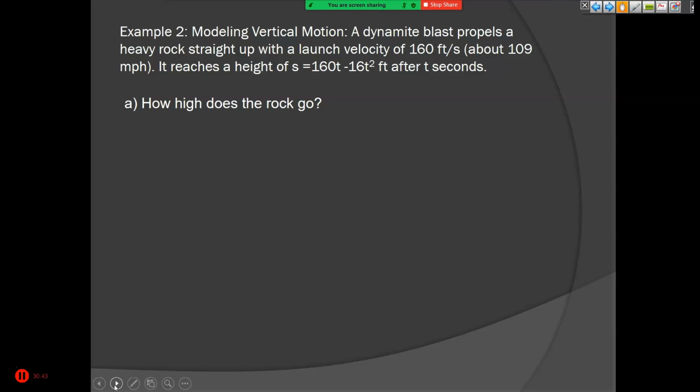I feel like this is the most used example of vertical motion. So it says a dynamite blasts a heavy rock straight up with a launch velocity of 160 feet per second, which is about 109 miles per hour. It reaches the height of the following, and then we want to answer.